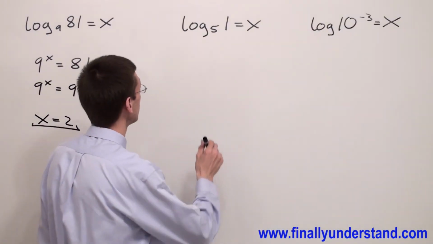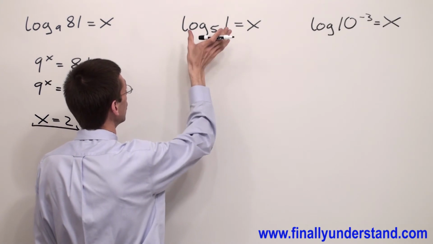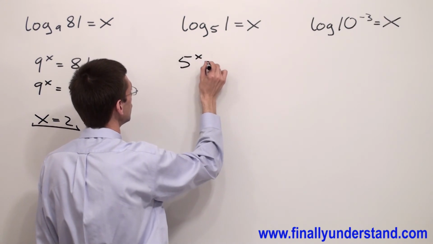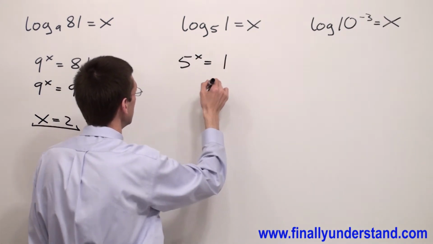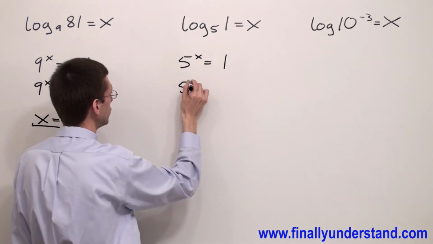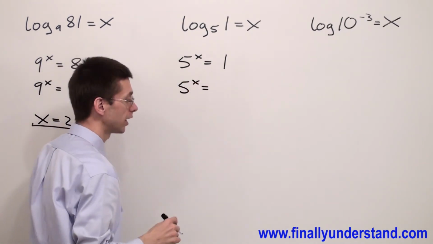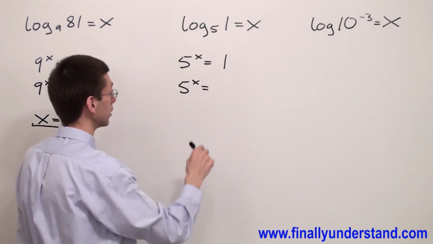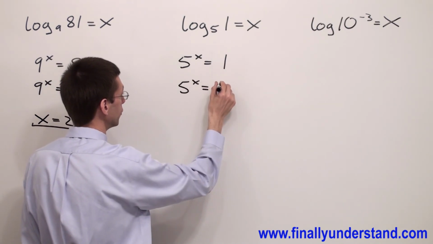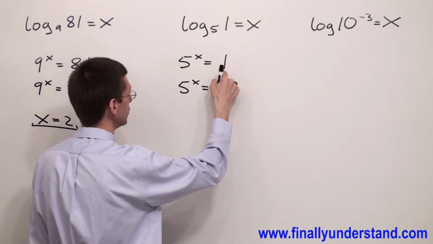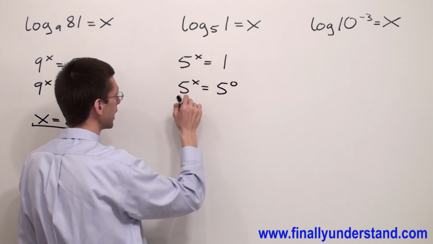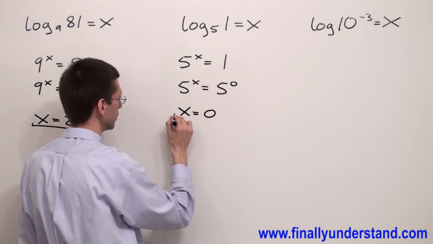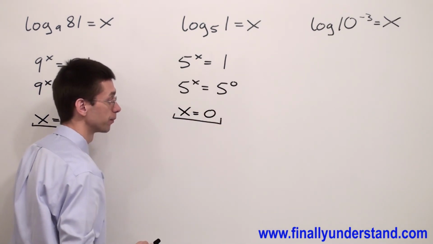Look at the second example. Again, we're supposed to convert the logarithmic form to the exponential. Simply write 5 to the x equals 1. Copy down the left side, 5 to the x, and ask yourself, 5 raised to what power is going to give you 1? 5 raised to 0 gives me 1. Anytime I have the same base, I ignore the base and copy down the exponents. That's why I have x equals 0. And this is the solution to my problem.